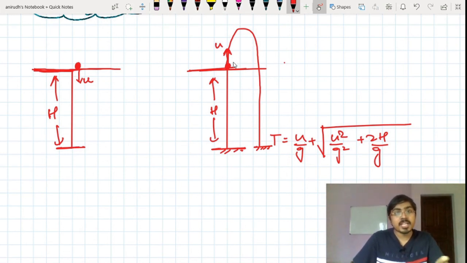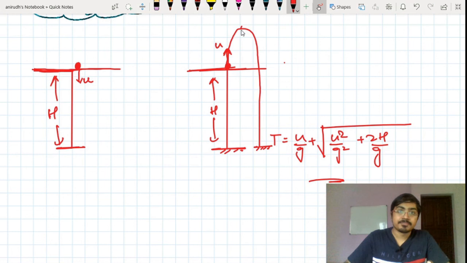But here my body is going up and then it is coming down. But here the body is directly coming down. Okay. Now how can I find a formula for this? Will this formula work in this case also? This is what I am trying to understand by this particular method. I am trying to derive a formula for the other one also.